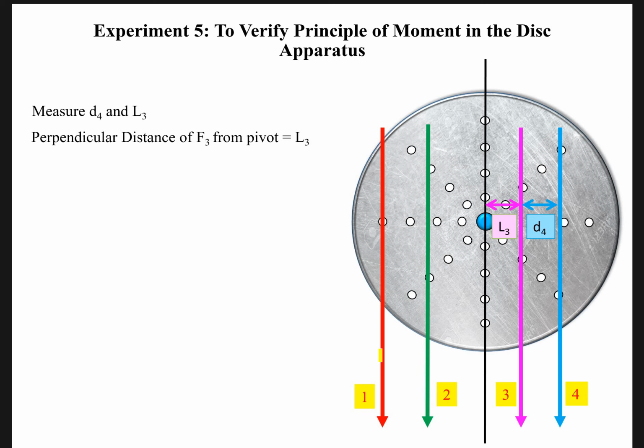Similarly, you have to measure D4 and L3, which are these. And then you have to measure D4 and add it to L3. This will give you the complete distance of weight number 4 to the pivot. That will be the moment arm basically.